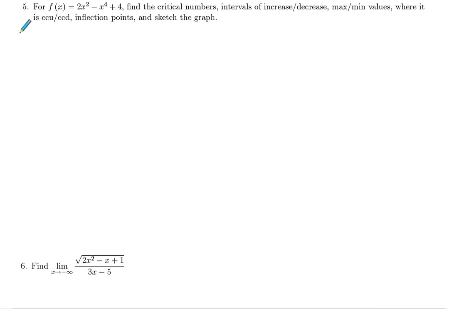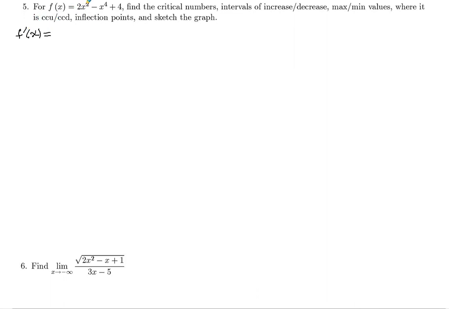Okay, so critical numbers here. There's no place where f prime does not exist, but we want to find where f prime is 0. So start doing a derivative here. It's helpful to notice, even though I didn't ask for this, that we've got all even powers here, which means we have y-axis symmetry. So that's something to keep in mind.